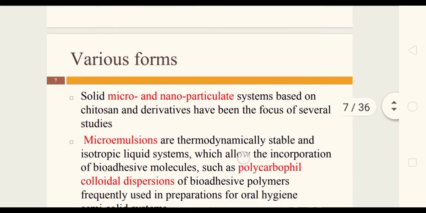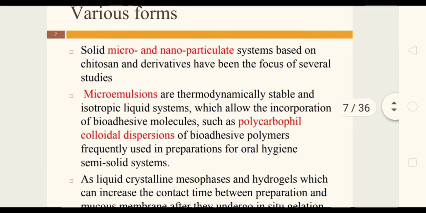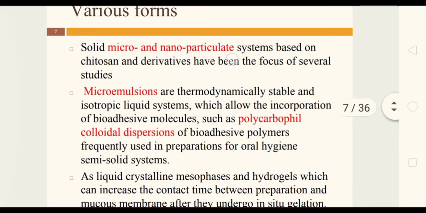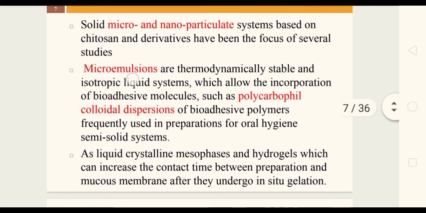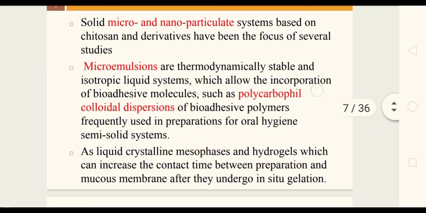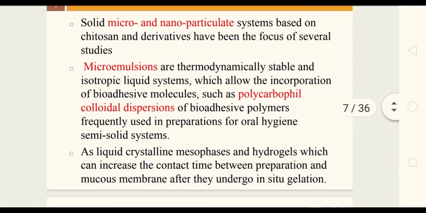Now if we talk about the various forms which are available, they are the solid, micro and nanoparticle systems based on chitosan and derivatives, which have been the focus of several studies. There are also microemulsions, which are thermodynamically stable. These are prepared by incorporation of a bioadhesive molecule like polycarbophil, colloidal dispersion of bioadhesive polymers. These are basically the frequently used preparations in the semi-solid system.